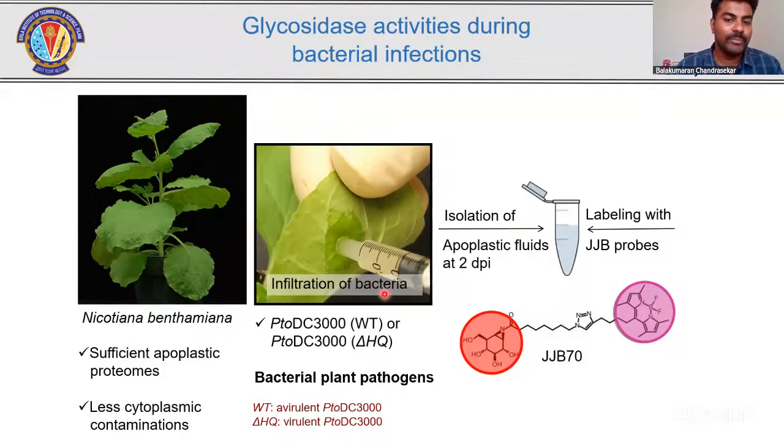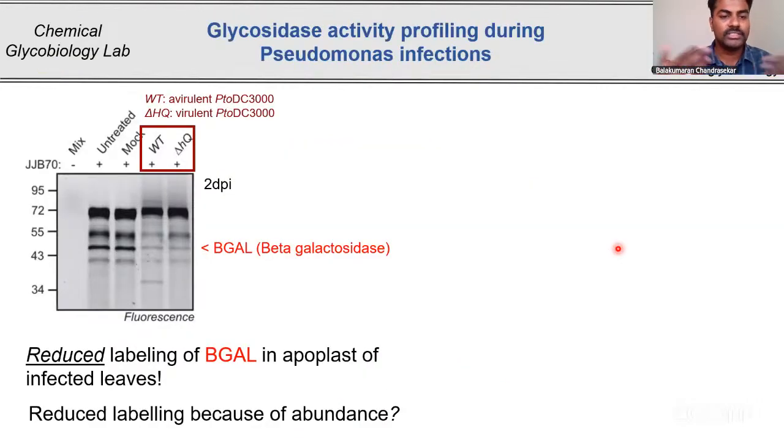After 2 DPI, I isolated the apoplastic fluids, which are enriched with glycosidases, labeled them with the JJB probes which target the glycosidases, ran a normal SDS-PAGE gel and did fluorescence scanning to see what is happening during bacterial infection, and the difference between before infection and after infection. So this is the gel I obtained after collecting the apoplastic fluids from the infected and the non-infected plants. These are the first two samples.